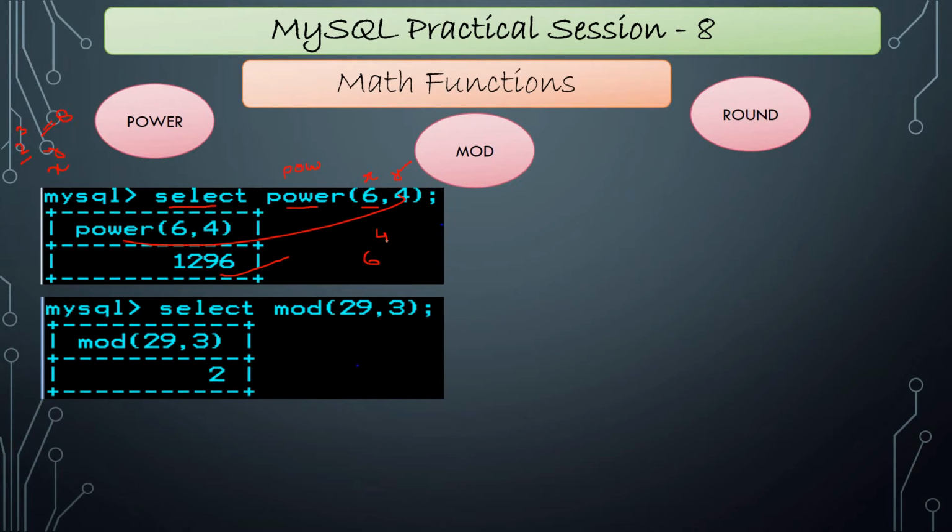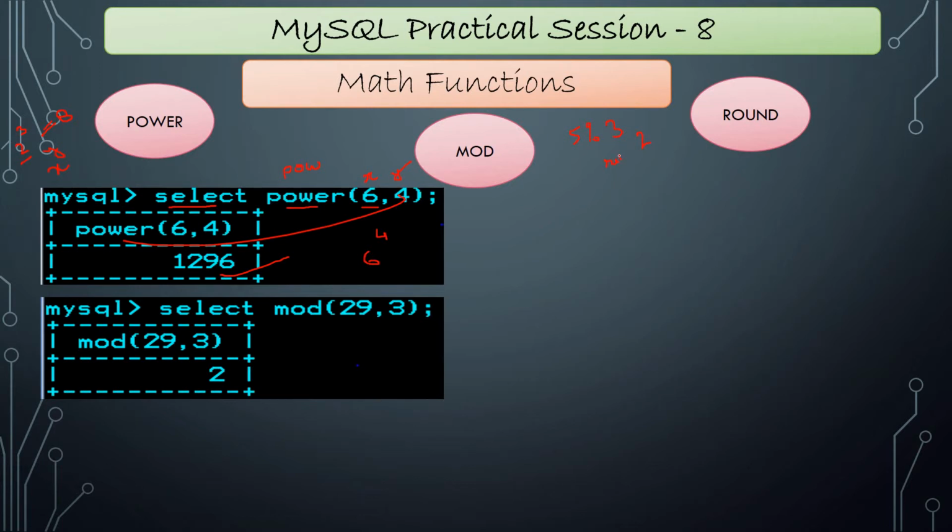Now our next function is mod. Mod means remainder, or you can say modulus. Okay, mod is used to calculate the remainder. Suppose I want to divide 5 by 3. Now if I divide 5 by 3, then we all know that our remainder will be 2. This is our remainder.